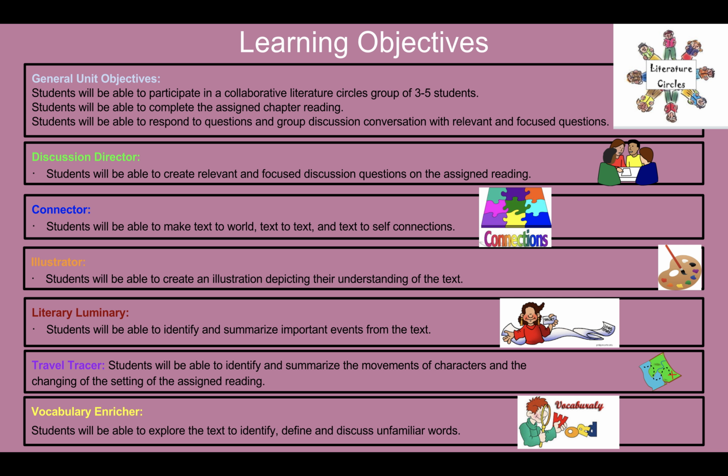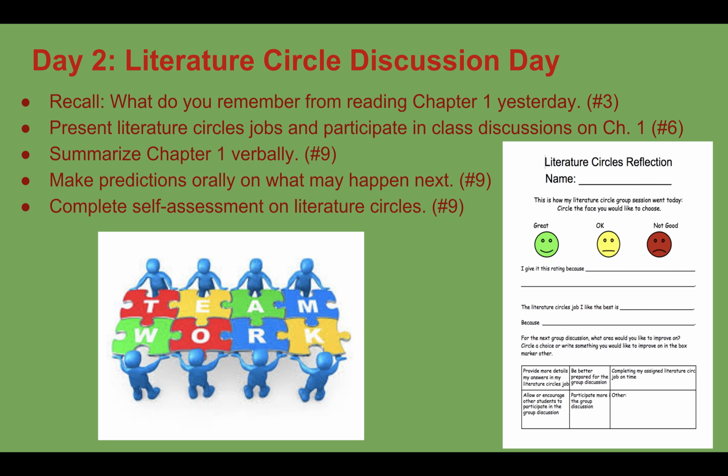Day 2 is a literature circle discussion day. Students will be asked to recall what they remember from their Chapter 1 reading. Then they will present their literature circle job and participate in group discussions on Chapter 1 of the text. At the end, students will summarize Chapter 1 verbally and make predictions orally on what may happen next. Finally, they'll complete a self-assessment on their literature circle. They will have to mark how they thought their literature circle went and why.